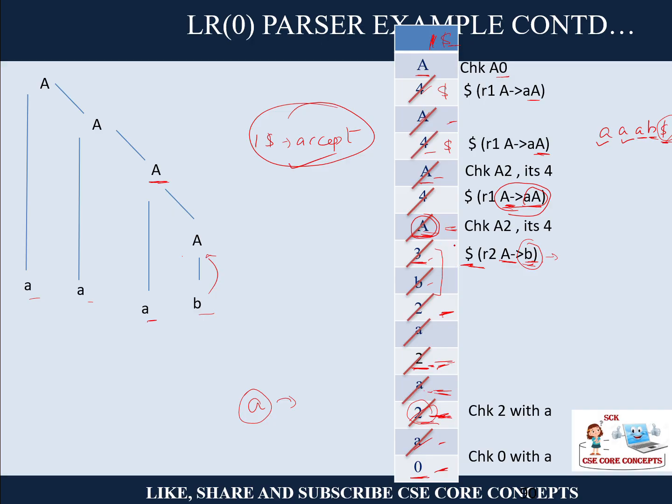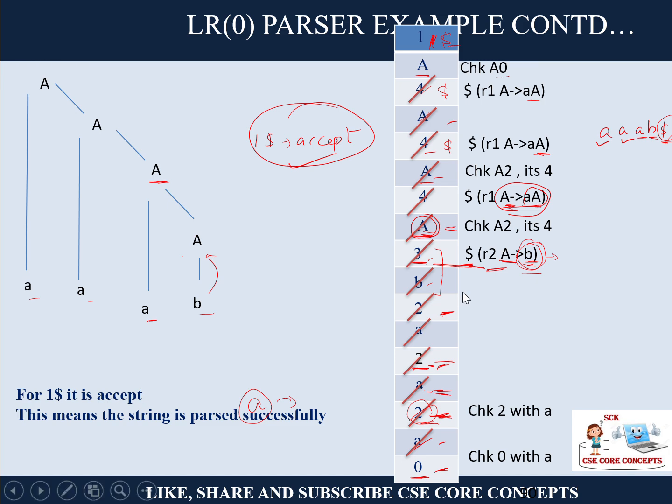So when you get dollar symbol, you trace that string, which rule is applied, and on the right hand side, the number of elements there are, the double you have to pop out and you have to go on reducing. So that is why it is called a shift reduce parser. So for $1 it is accept, that means the string is parsed successfully.